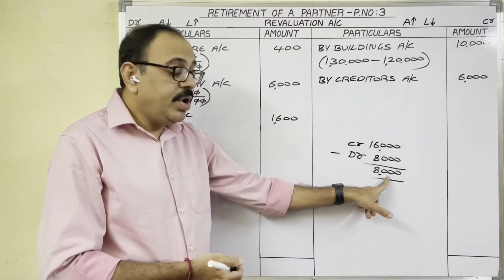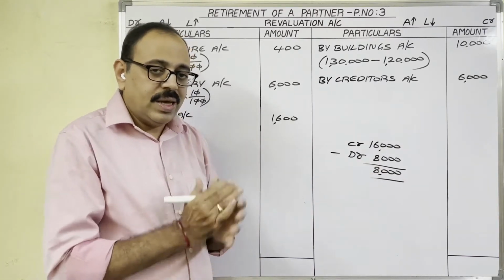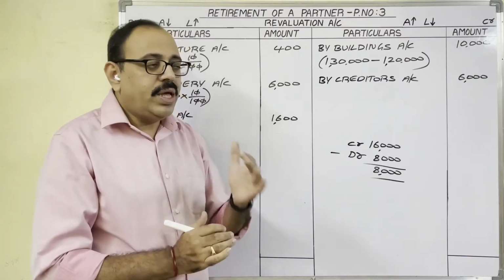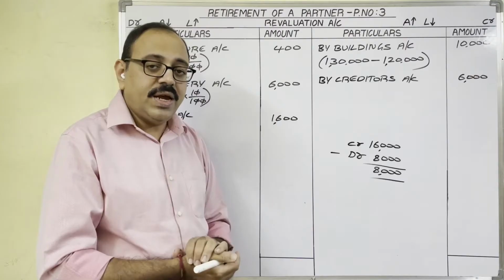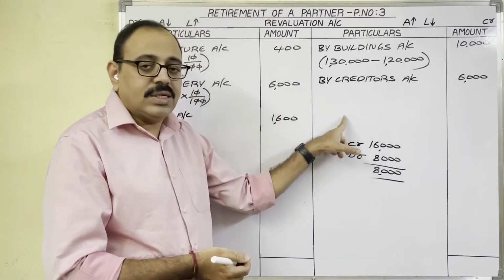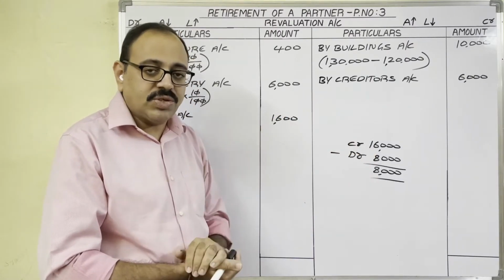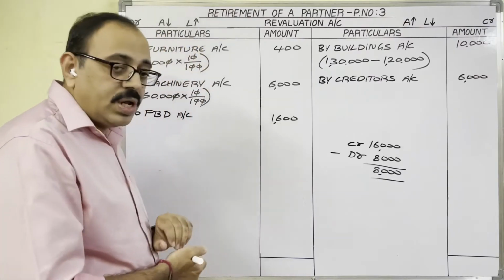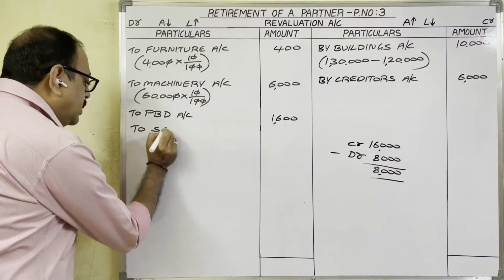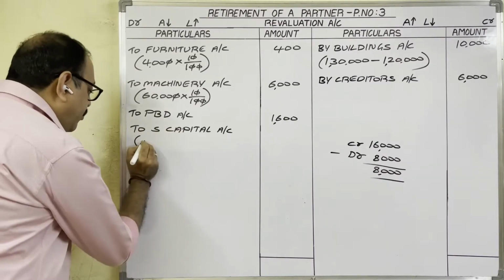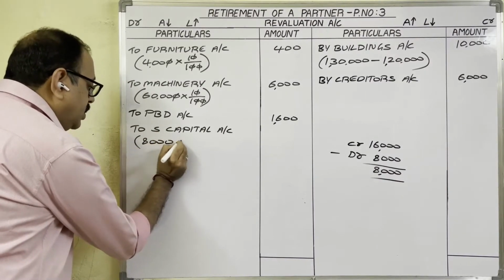So this profit belongs to all the three partners, SPG. So to their capital accounts, we have to transfer this amount. Which side? Where the total is less, that side we have to show this transfer calculation. Debit side total is less. So debit side to S capital account, profit 8,000 rupees.